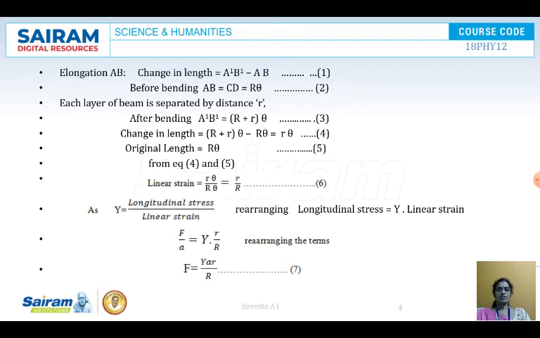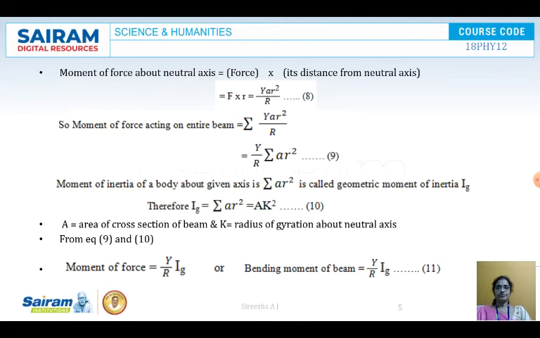Y is nothing but the Young's modulus, which is given by longitudinal stress by linear strain. Rearranging the terms, longitudinal stress can be taken as Y into linear strain. Longitudinal stress is nothing but F by A, which is equal to Y into small r by capital R. It is just a rearranging of the terms. So again, F is equal to YA small r by capital R. It is equation 7.